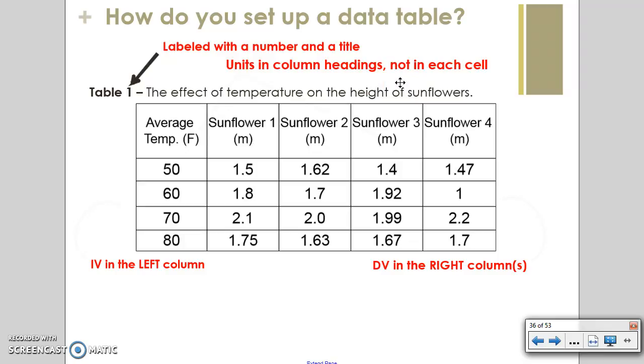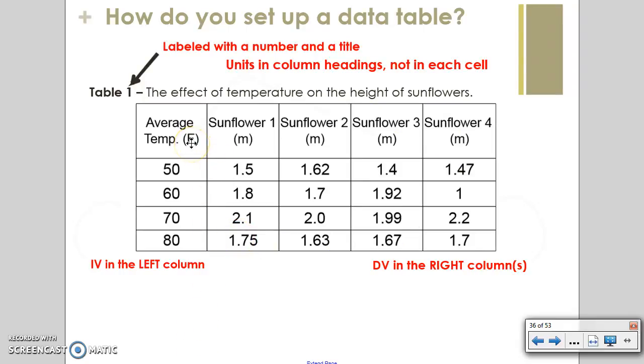So once they've created their data table to show us how the temperature is going to affect the height of sunflowers, they've included their independent variable off to the left and our dependent variable off to the right. In this case, our independent variable, or the thing that they've chosen to look at, is temperature. And the thing that they're measuring, or their dependent variable, is the sunflower height.